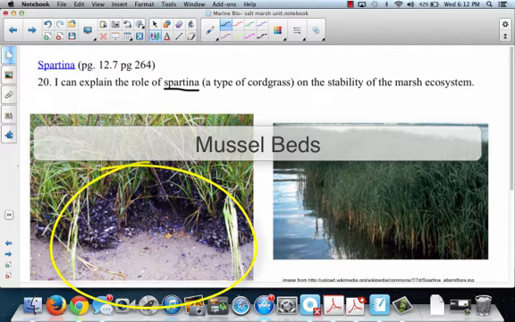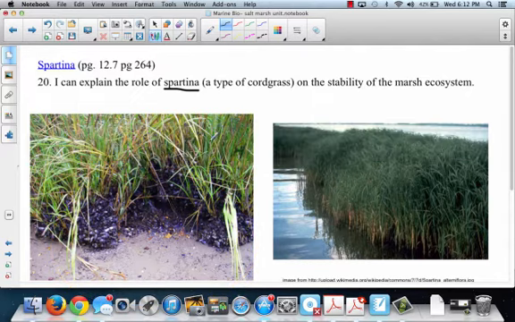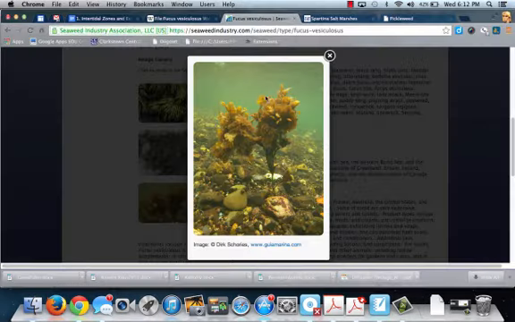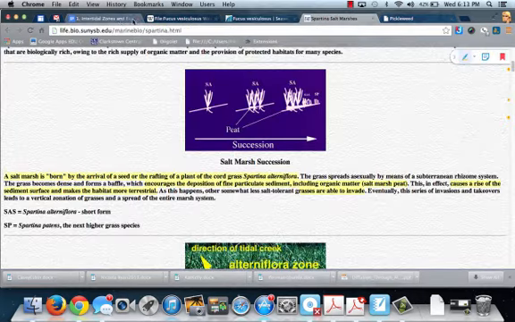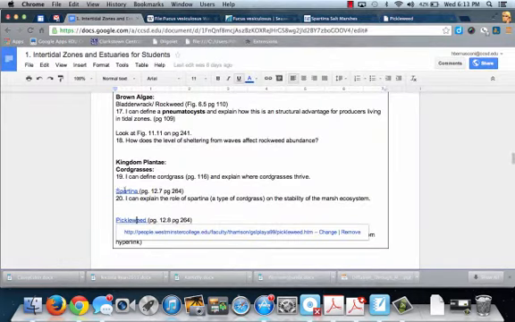What I want you to look at over here are mussel beds that are forming at the bottom of Spartina. When I talk about the stability of the salt marsh, that's what I want to talk about. They're incredibly important, not only for the food web, but for their structure and structural stability. So I'm going to the hyperlink that is found in the pre-post. So I'm actually going to this hyperlink right here.